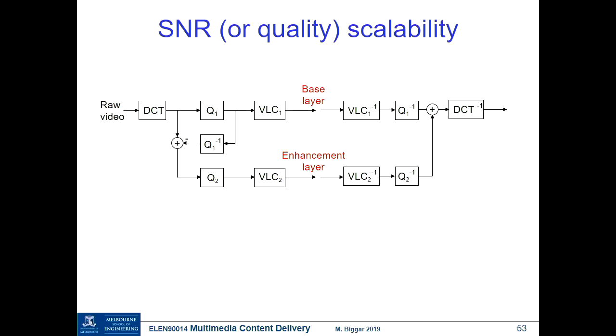Why don't we just give the raw video straight away to Q2? Because we want to allow for the possibility of just a low rate version with lower quality that a particular set of decoders can still decode and display. Yeah, I mean, we can give the raw video to both Q1 and Q2. Why do we need to go to Q1 minus 1 and then go into Q2? Do you know what I mean?